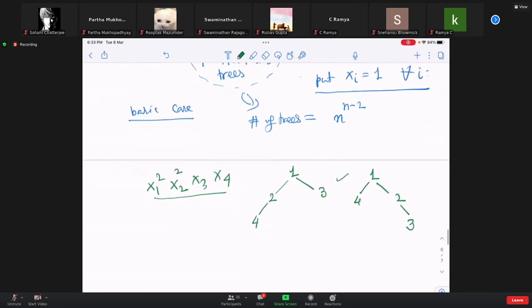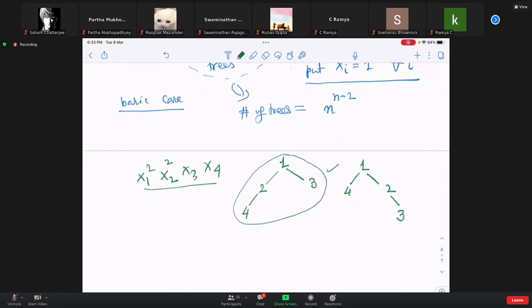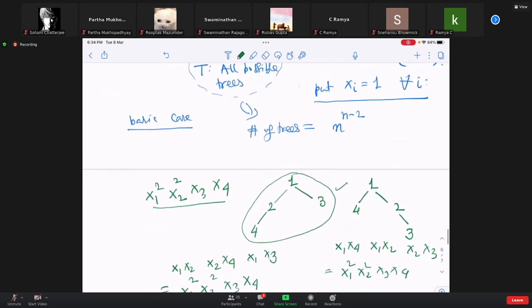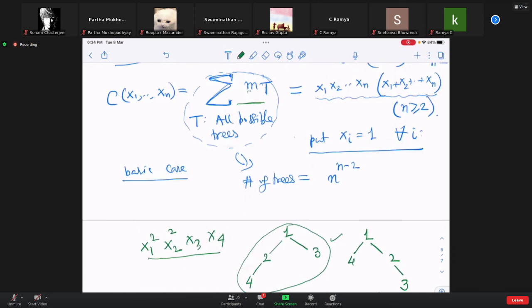Let's try to understand. So here, what will be the case? X1, X2, X2, X4, X1, X3, right? So this is X1 squared. I am just illustrating it for everybody. Here also you will have this order: X1, X4, X1, X2, X2, X3. Just to make sure, this is X1 squared, X2 squared, X3, X4. These two trees are different, fine. But the point is that this monomial will appear multiple times in the sum. And when you put xi equal to 1, that multiple value will come up.